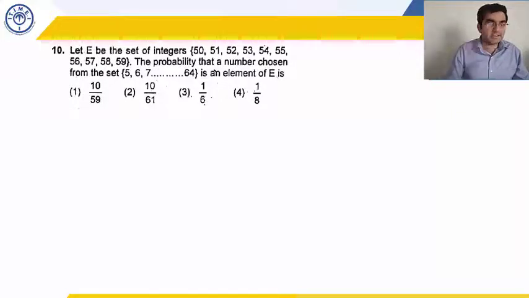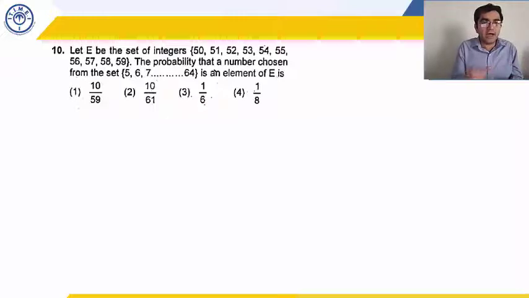Okay, let's look at this. So you are given 2 sets. One is E containing integers 50 to 59. And you have another set which has integers from 5 to 64. So you are picking one number from the set from 5 to 64. Okay. So when you are going to pick one number, what are the total possible outcomes? You can pick any number from 5 to 64.